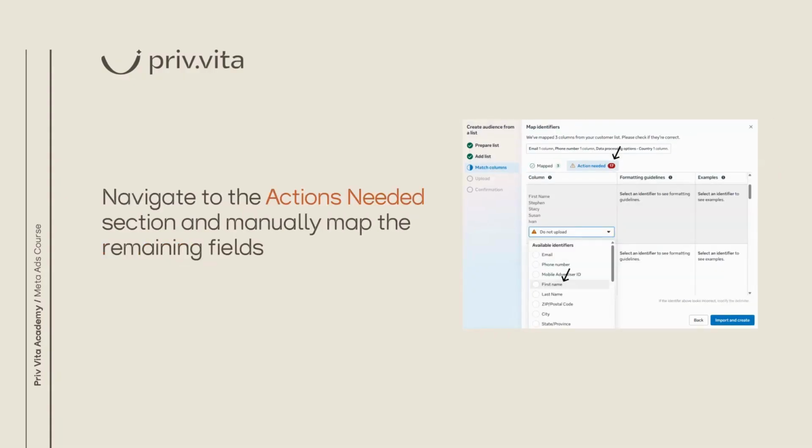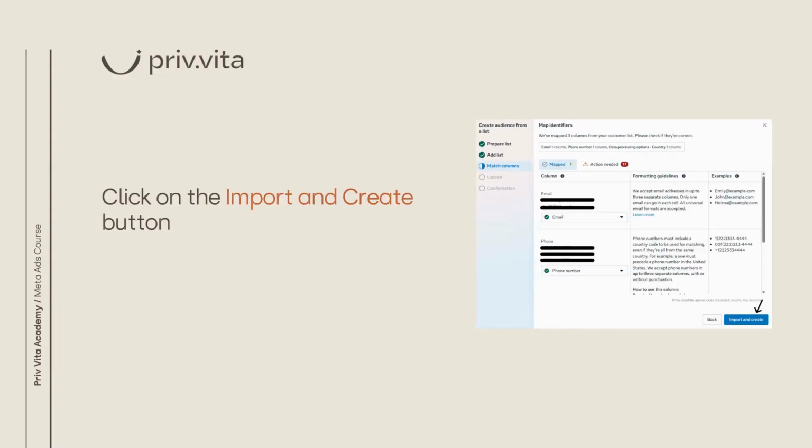You can then navigate to the Actions Needed section and manually map the remaining fields like this. Don't try to add every single detail. Phone numbers, emails, first names and last names are more than enough usually. Then you will click on the Import and Create button and Facebook will begin to populate the list.